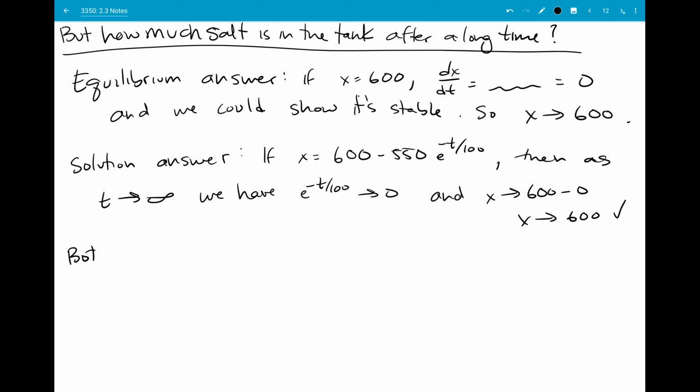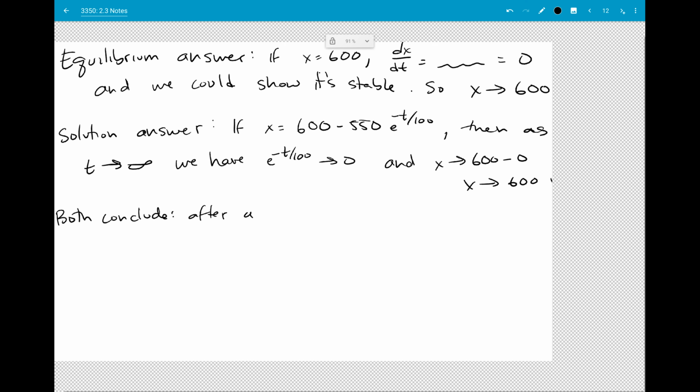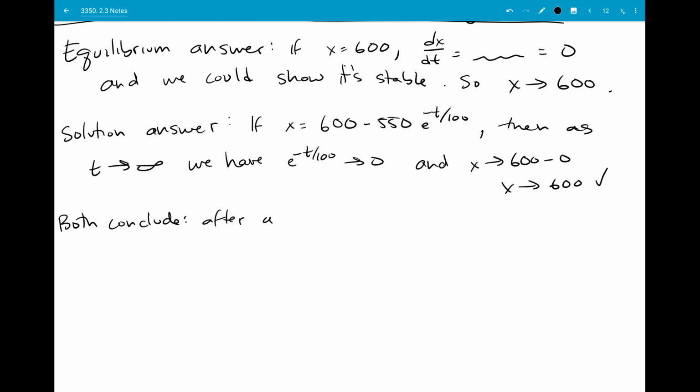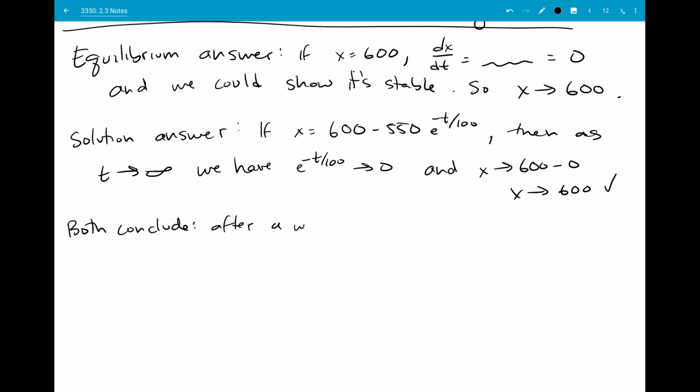So both of them conclude after a long while, oops, sorry about that. I don't know what I did. There we go. It's close enough. After a while, there are 600 pounds of salt.